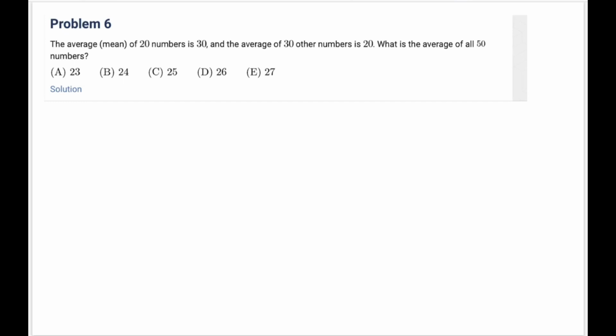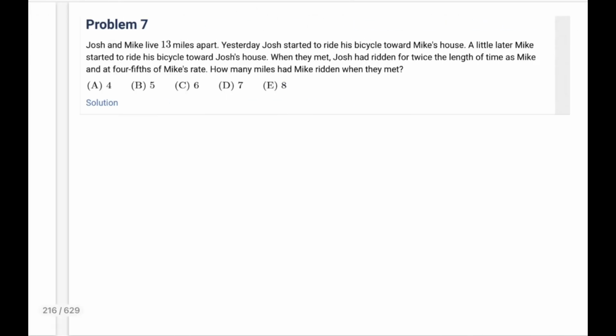Number 6: the average mean of 30 numbers is 30 and the average of 30 other numbers is 20. What is the average of all 50 numbers? So 20 numbers is 30, so their total sum would be 600. 30 other numbers is 20, so their sum would be also 600. And so all 50 numbers, 600 plus 600 equals 1200. 1200 divided by 50 is 120 over 5, so the answer is 24. It's B.